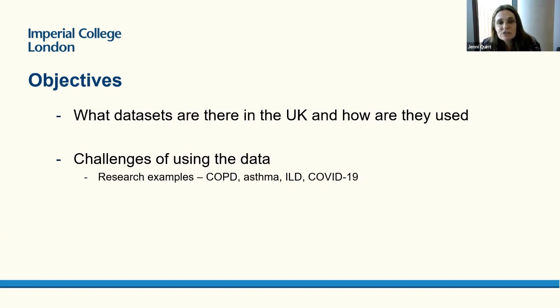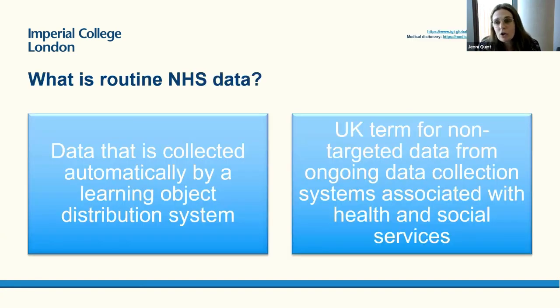So just to start and make sure that we're all on the same page, essentially what I'm going to talk about and provide examples from is routinely collected electronic healthcare record data, which we collect as part of the NHS. And the standard definition for these data is any data that's collected automatically, and anything that we use for health and or social care.